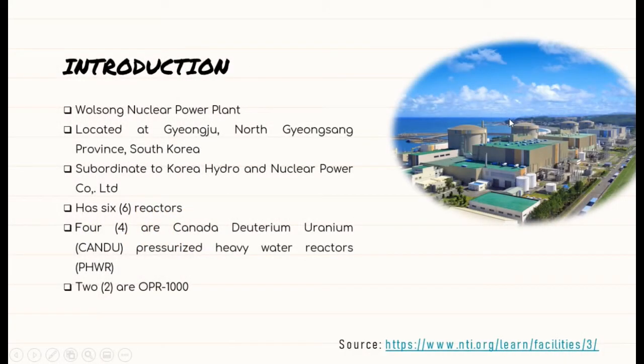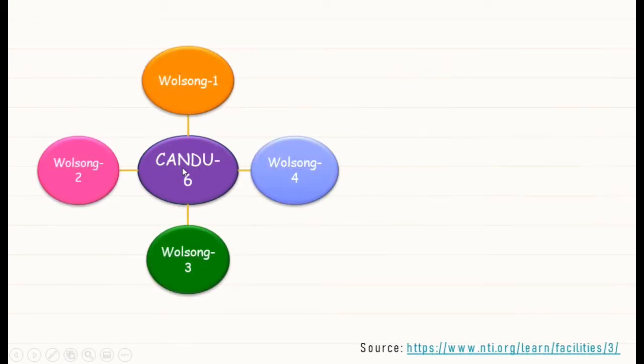So this is a picture of Wolsong Nuclear Power Plant, which is located at Gyeongju, North Gyeongsang Province, South Korea. It has 6 reactors. 4 unit Wolsong of Can-Do 6 reactor. With Wolsong 1, the construction began on 30 October 1975, and this Wolsong 2 is the second Can-Do, and the construction began in 22 June 1992.